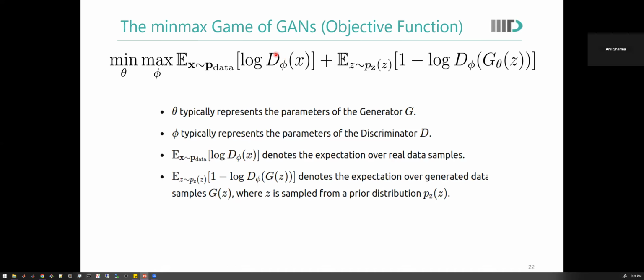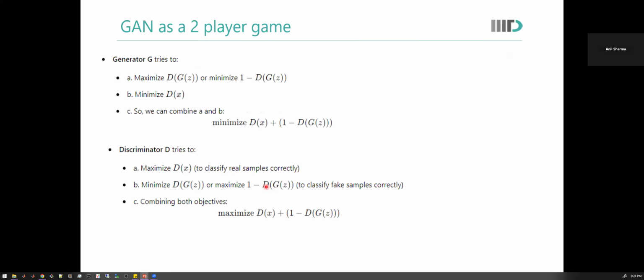As I told you in the previous slide, D of x is the output of the discriminator when the input is the real image. G of z is the output of the generator when the input is the random noise z. And D of G of z is the output of the discriminator when the input is the output of the generator. We'll see how these probabilities are actually made. Let's say we are playing a two-player game.